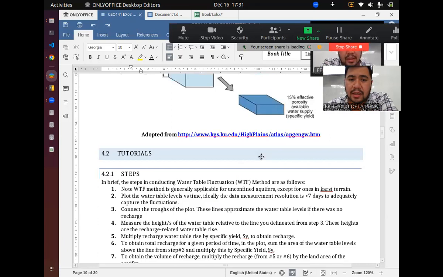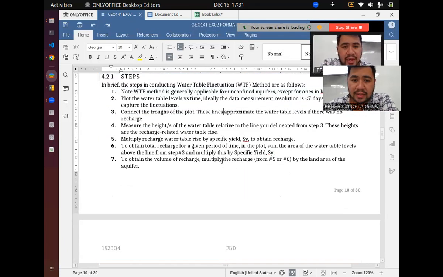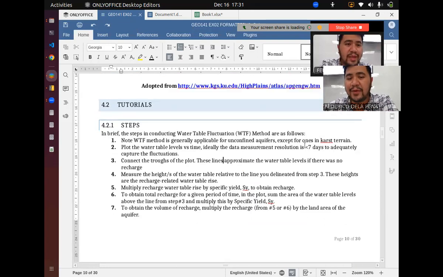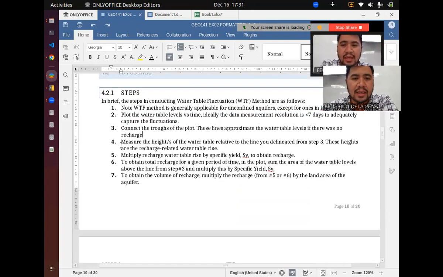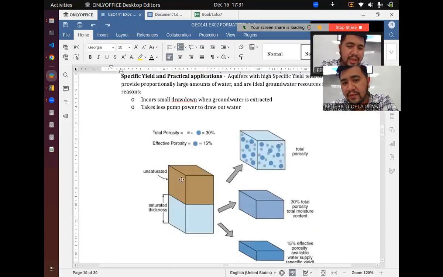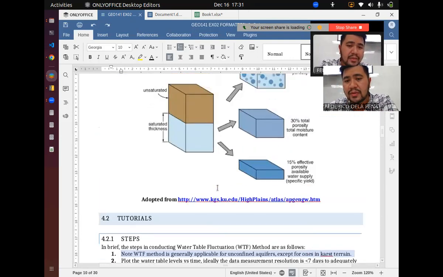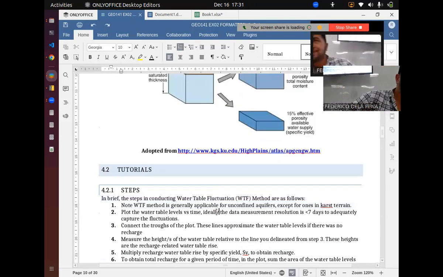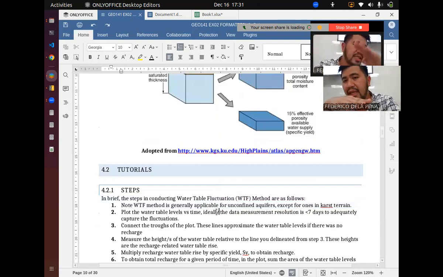Okay, let's go to the tutorial. If you have questions, just message or email me. Now for the tutorial, your water table fluctuation method is basically looking at this concept of specific yield. The concept is that when your water table rises, it means there is recharge. And what you actually know is the height, the actual rise of the water table in units of meters, for example, over time.